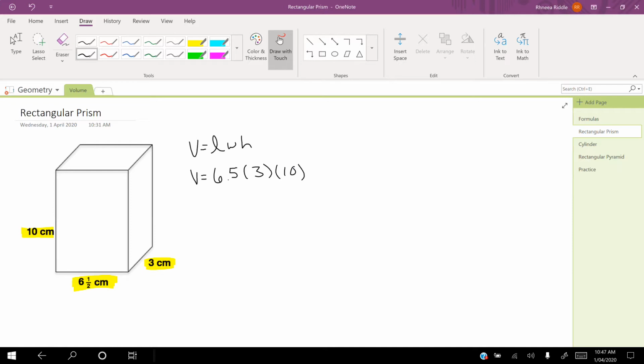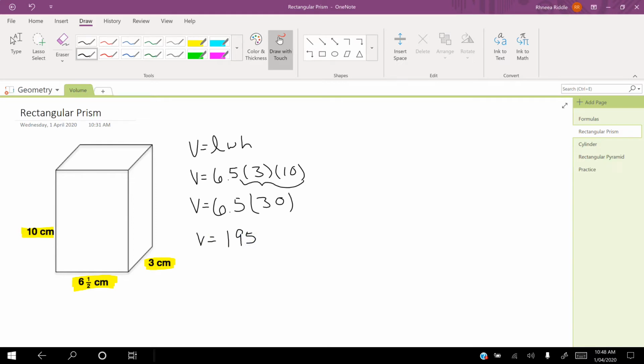And then we're going to go through and multiply. I see this 10. I think that's super simple to go ahead and multiply. So 6.5, and I'm going to multiply 3 and 10 to get 30. So now what's left is 6.5 times 30. And when you multiply those together, you get 195.